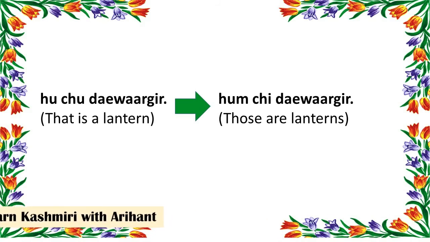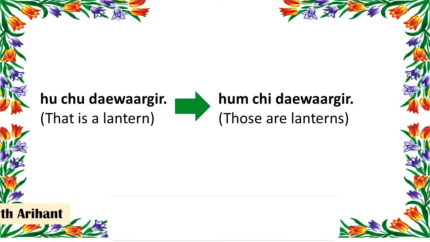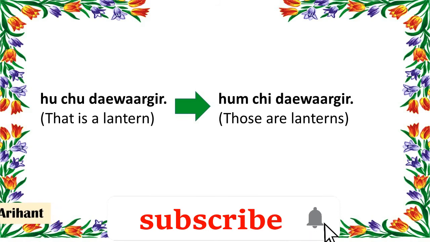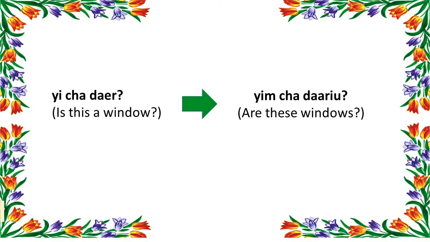Special situation. In both these sentences, we are using the same form for lantern in Kashmiri. This is because about 40% of Kashmiri nouns do not change their form while we use them to demonstrate singular or plural situations. Yicha dar, is this a window? Yimcha darya, are these windows?